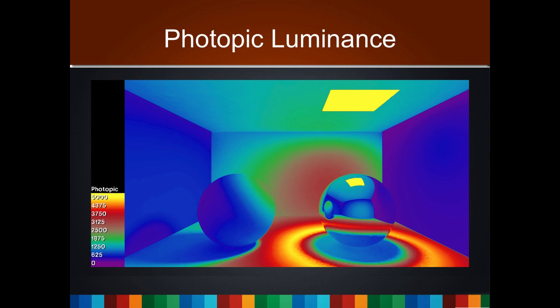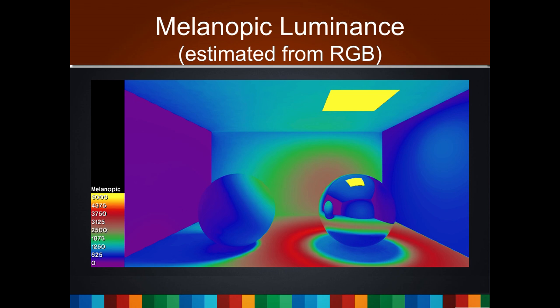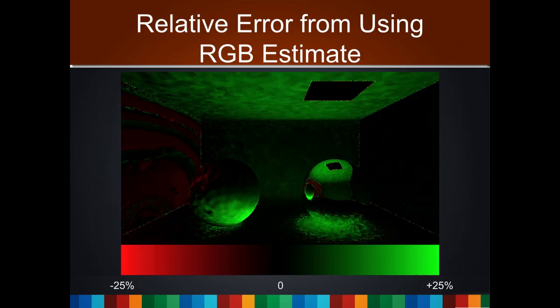So this is showing the photopic values that we get for this scene. And this is the melanopic luminance. And then this is the melanopic luminance estimated from RGB. And this is the relative error from using RGB instead of the true full spectral calculation to get melanopic. And you can see we are mostly on the high end. So we're overestimating melanopic luminance when we do an RGB calculation rather than underestimating, and we're overestimating by as much as 20% or so, which is significant in this scene.